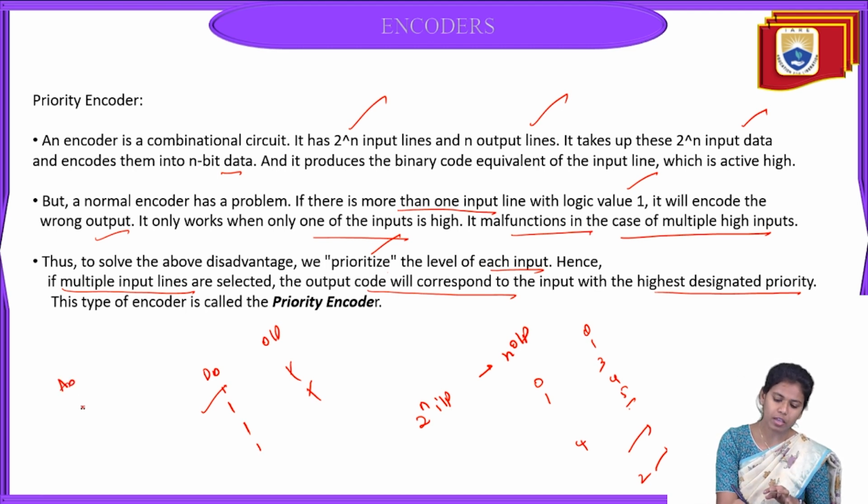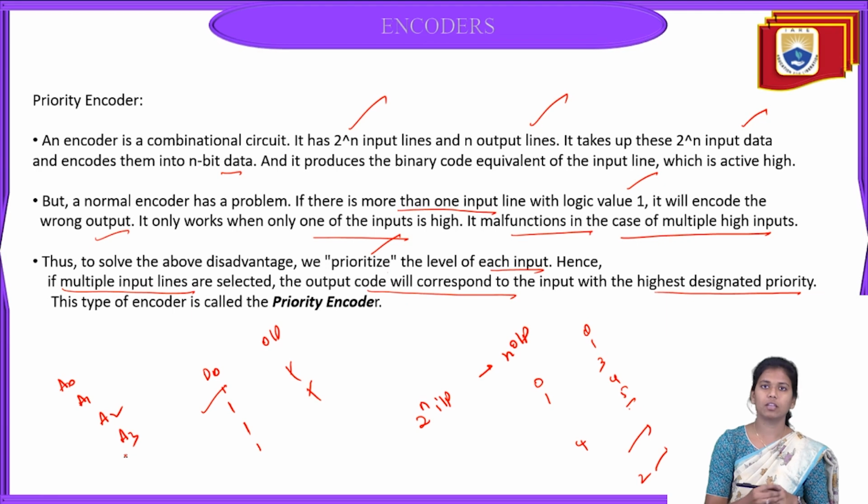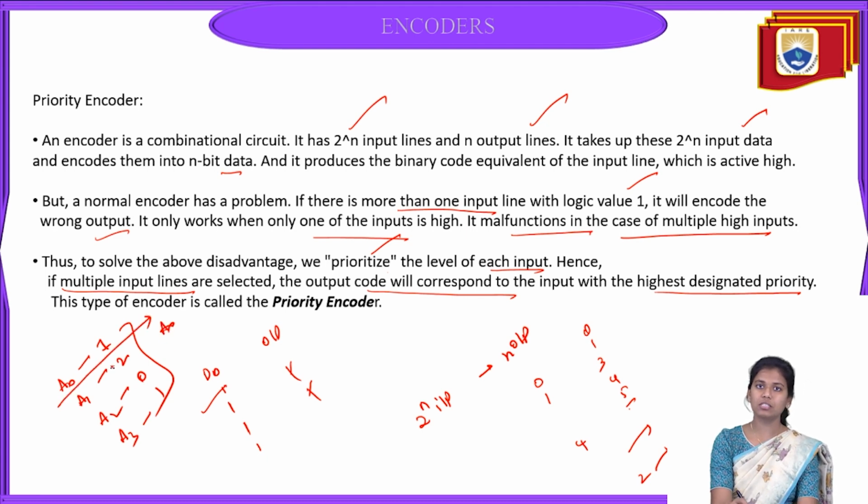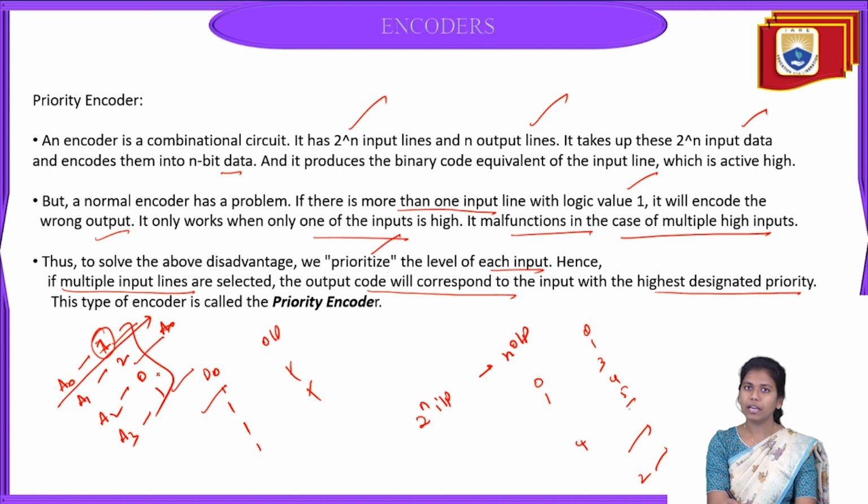Suppose I have A0, A1, A2 and A3. These are my inputs, and for these inputs I'm given 7, 2, 0 and 1. So as per this, I can encode my first input A0 first, because it has the highest priority. The number is designated high, so I encode it first, and then comes 2, then 1, and finally 0. So it is nothing but the priority encoder. As the name itself indicates, as per the priority given to the inputs, we can encode the particular bits.